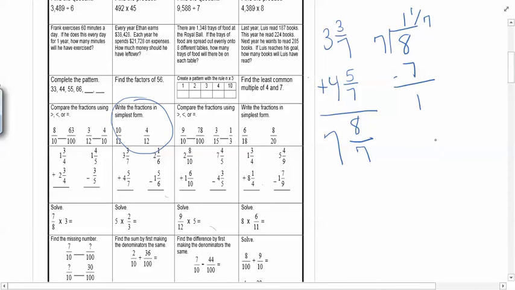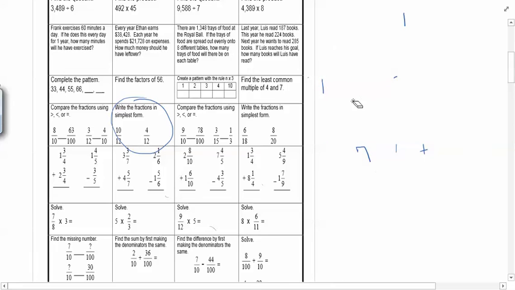Okay, so what I have basically now is 7 plus 1 and 1/7. That's my new number here. And 7 plus 1 and 1/7 is 8 and 1/7. Okay, that gives me my answer for my fraction.